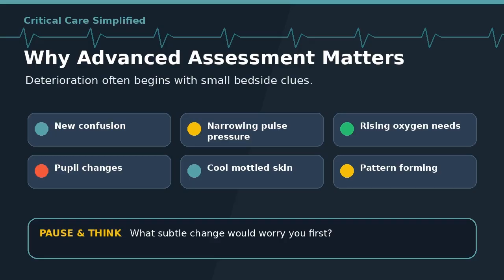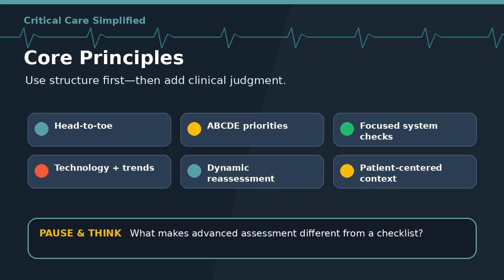Basic assessment asks, what do I see right now? Advanced assessment asks, what pattern is forming? What does it mean? And what should happen next? A strong ICU assessment starts with structure. Head-to-toe assessment helps you avoid missing a body system. The ABCDE approach helps you prioritize airway, breathing, circulation, disability, and exposure when time is limited. Focused assessments let you go deeper into the system most at risk: neuro, cardiac, respiratory, or another priority area.